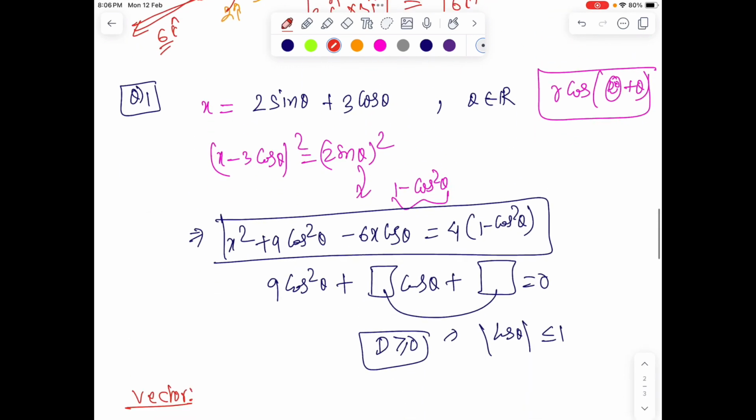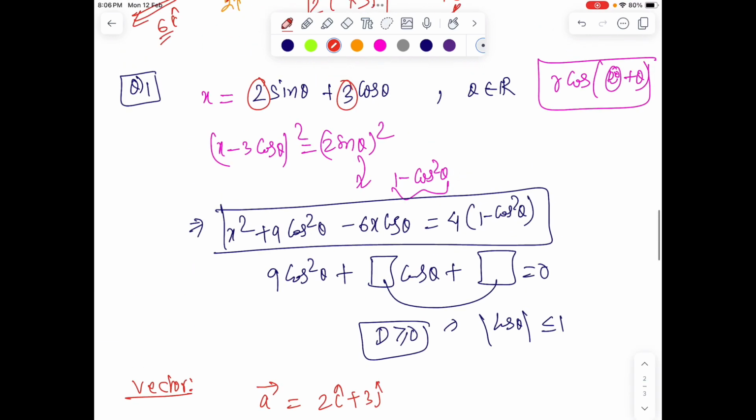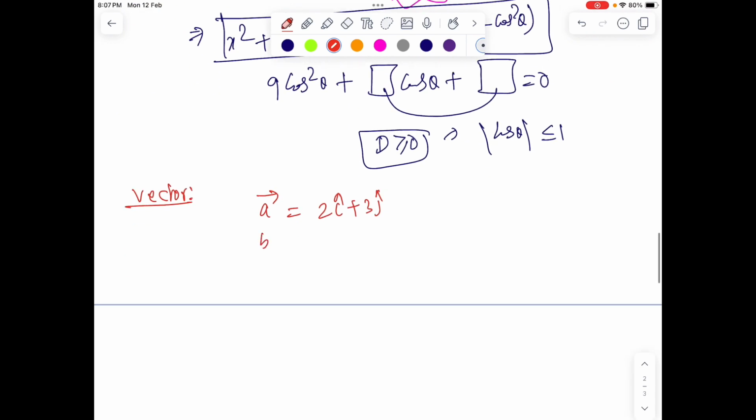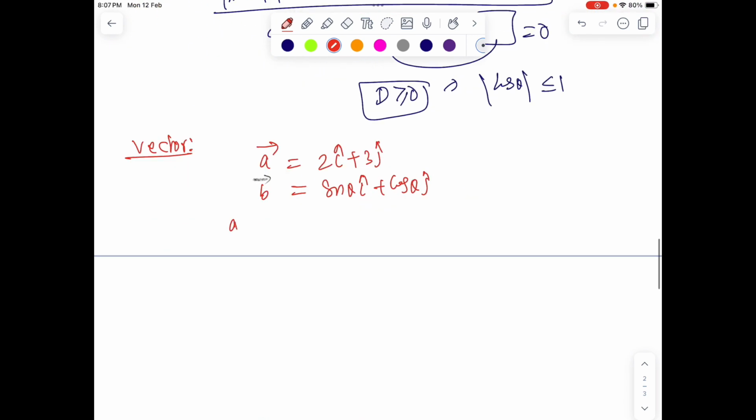But what we are going to do here is a surprisingly beautiful way of tackling this. Let's see the vector approach. So again, 2, 3, I can think of a fixed vector, a vector, which is 2i plus 3j. The motivation is clearly because 2 sine theta plus 3 cos theta was feeling as if someone has taken the dot product of 2, 3 with sine theta, cos theta, right? And let's say take another vector, b vector, equals sine theta i plus cos theta j.